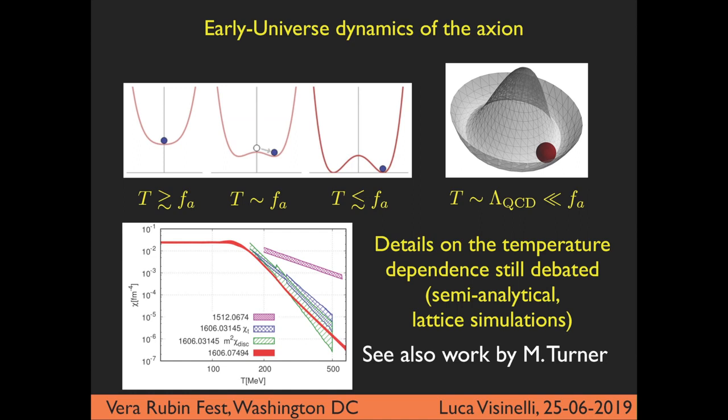This tilting, so all of this temperature-dependent effect, is quite complicated to model, and there are nowadays numerical solutions with lattice simulations that are undergoing to pin down the QCD susceptibility, which gives the axion mass as a function of temperature, as we see here.